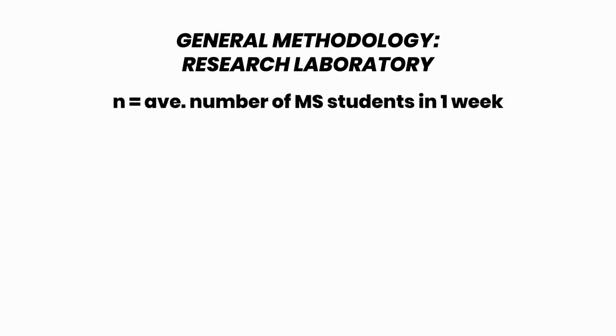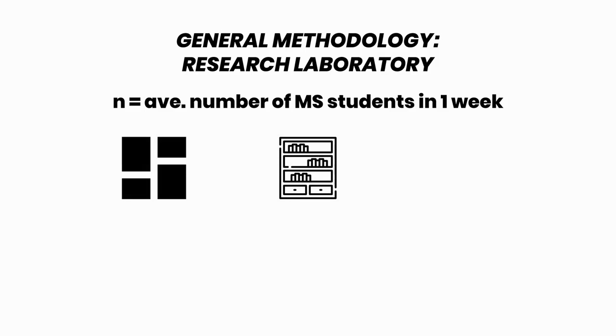For our general methodology in designing an ideal facilities planning laboratory, we define N as the average number of MS students who will be using the lab per week. A rectangular shape for the room will also be used. 3 bookshelves will also be used to store relevant references. And 1 bag rack will be used to establish neatness and organization in the room.